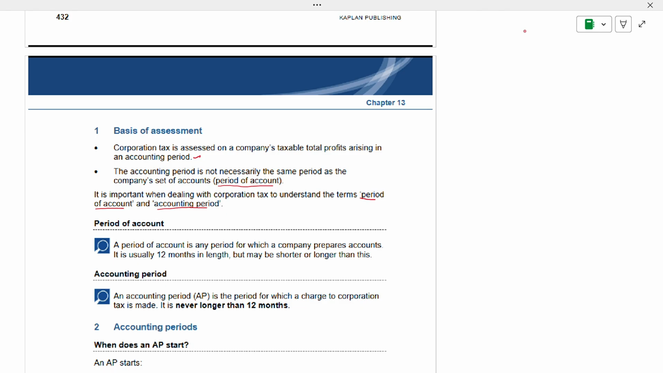What do you mean by period of account? A period of account is any period for which the company prepares accounts. It is usually 12 months in length, but it may be shorter or longer than this. Understand my point? It may be for 10 months, 6 months, 7 months, or at maximum around 18 months. That clarity will come down the line. An accounting period: so, is this POA and that POA the same? No.